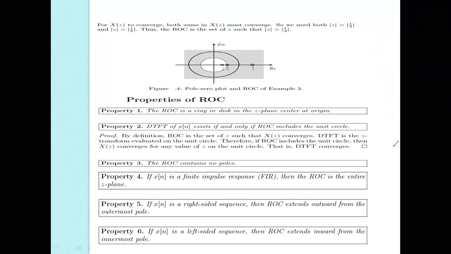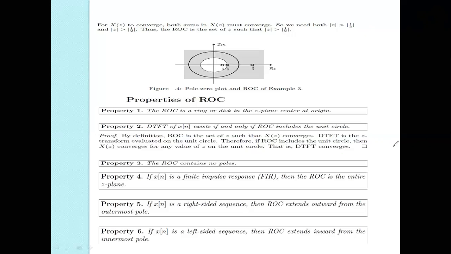Got it, my dear students? This is the second property of ROC. And the third property: the ROC contains no poles. ROC is the region of convergence. The region of convergence is greater than R, less than R, and equal to R. The region of convergence contains no poles.